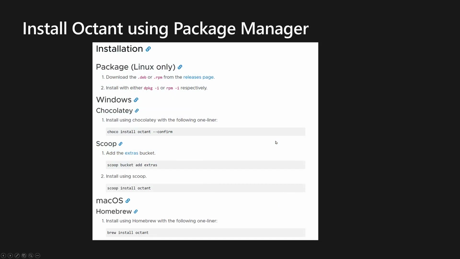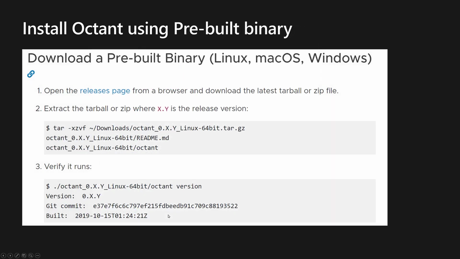So let's see what we need to get started with Octant. In order to install Octant, we could use a package for the Linux distribution, or if we are on Windows or macOS, we can use Chocolatey or Scoop to install, and on Mac we could use Homebrew to install the Octant package. If we are not a fan of package managers, then we could also install Octant using a pre-built binary for the specific OS by visiting the release page of the Octant project, downloading the zip file or tar, extracting it, and then running the Octant binary.